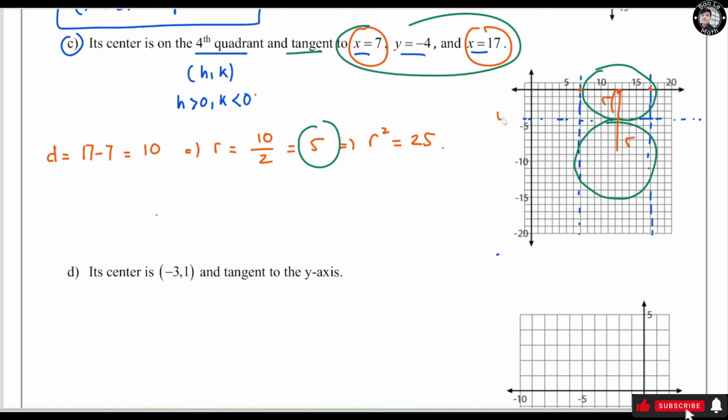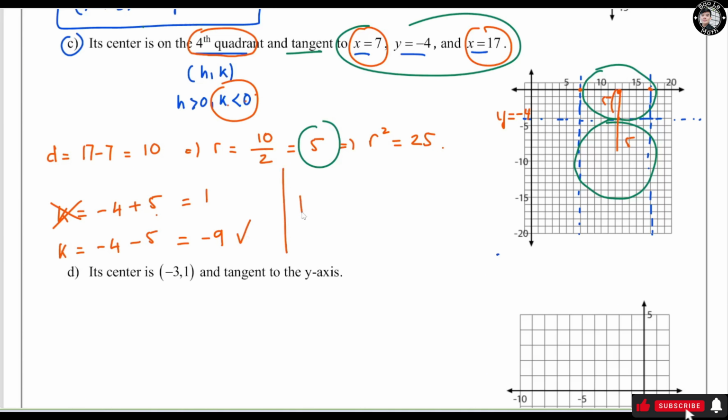But you know that the line right here is y equals negative 4, right? So you have k right here, which should be negative 4 plus 5, and k should be negative 4 minus 5. You can count 5 units up or 5 units down to get two possibilities of the equation of the circle. So this one equals 1, this one equals negative 9, right? You know that k is negative because it's in the 4th quadrant, so this one works, and you need to eliminate this one.